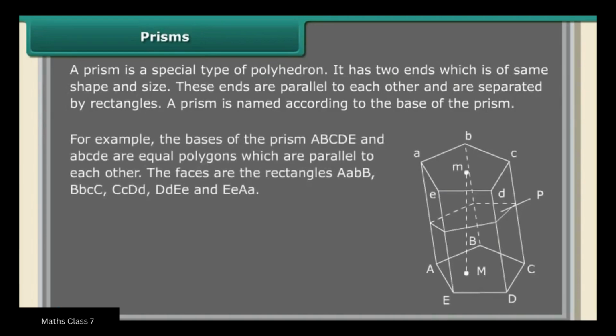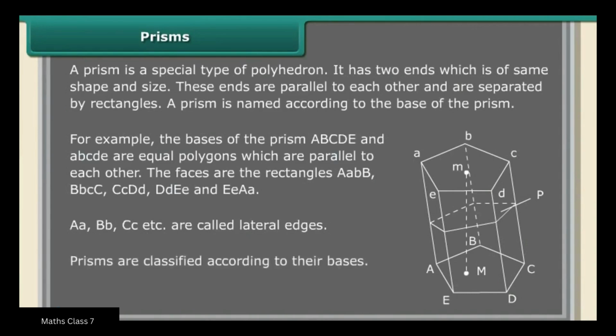For example, the bases of the prism, ABCDE and A'B'C'D'E', are equal polygons which are parallel to each other. The faces are the rectangles AA'B'B, BB'C'C, CC'D'D, DD'E'E and EE'A'A. AA', BB', CC', etc. are called lateral edges. Prisms are classified according to their bases.